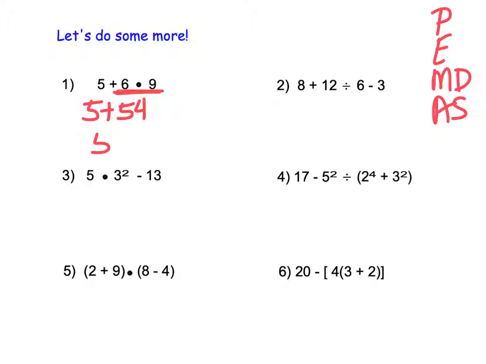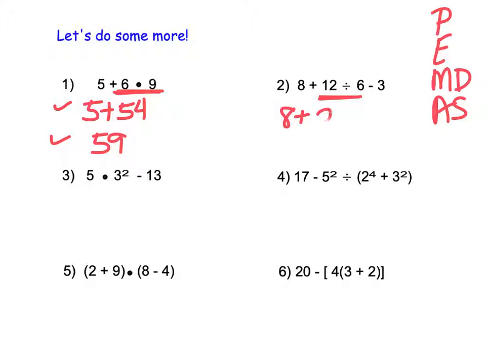And then when I add them, I get 59. Again, it's really important to show each of the steps as you simplify so that if you make a mistake, we can find it. Number 2, I don't have any parentheses, I don't have any exponents, but I do have a division, so that is where I need to do my operation first.